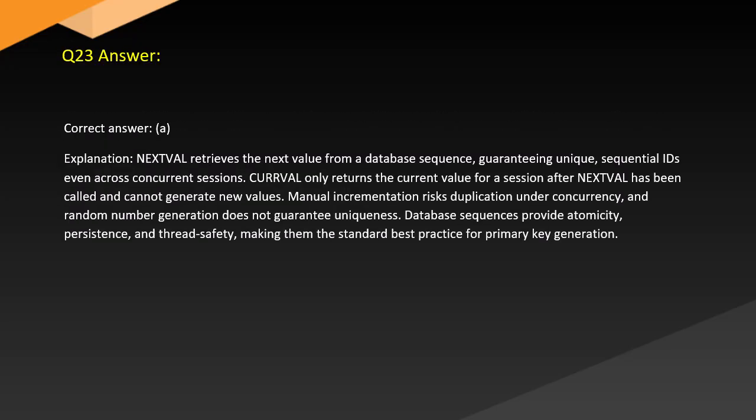Answer. Correct answer: A. Explanation. NEXTVAL retrieves the next value from a database sequence, guaranteeing unique sequential IDs even across concurrent sessions. CURRVAL only returns the current value for a session after NEXTVAL has been called and cannot generate new values. Manual incrementation risks duplication under concurrency, and random number generation does not guarantee uniqueness. Database sequences provide persistence and thread safety, making them the standard best practice for primary key generation.